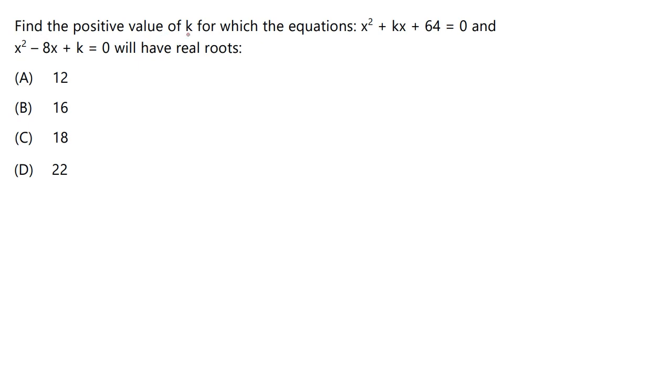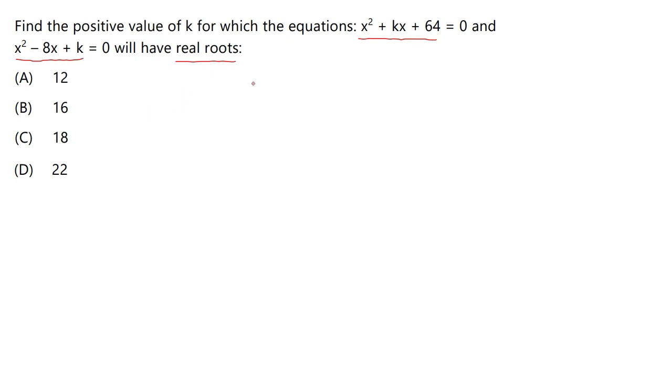Find the positive value of k for which the equations x square plus kx plus 64 is equal to 0 and x square minus 8x plus k is equal to 0 will have real roots. Now, the moment they tell us real roots, we will use the discriminant formula.